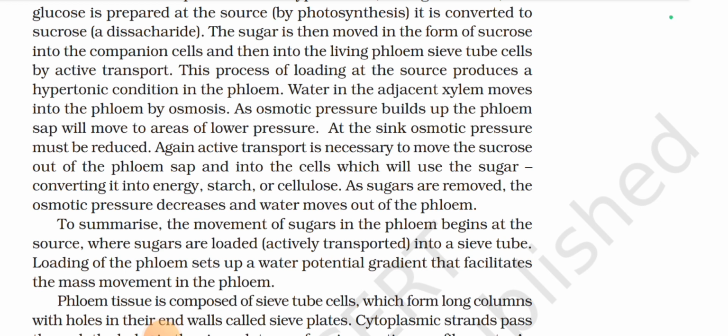As osmotic pressure builds up in the phloem, sap will move to areas of lower pressure. At the sink, osmotic pressure must be reduced. Again, active transport is necessary to move the sucrose out of the phloem sap and into the cells which will use the sugar, converting it into energy, starch or cellulose. As sugars are removed, the osmotic pressure decreases and water moves out of the phloem.